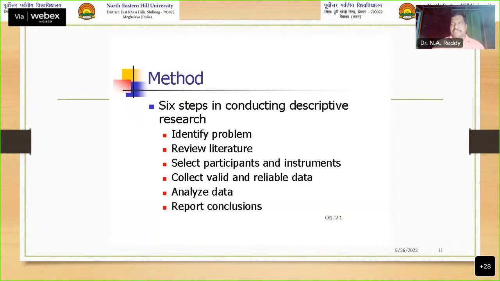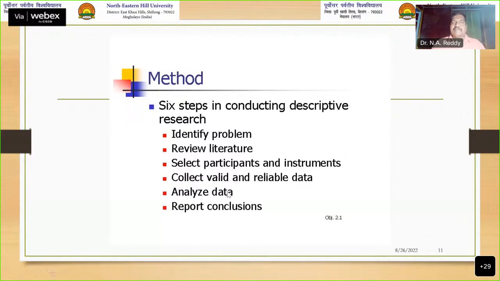Select participants and instruments. Here participants means sample. Suppose the ninth scholar of mine, Manasi, selected professional development of teacher educators in Assam, but within Assam she belongs to Kamrup Metro. So she has taken both Kamrup Metro and Kamrup Rural. Here are the participants and instruments. She is going to construct and standardize one attitude scale and a questionnaire regarding professional development of teachers.